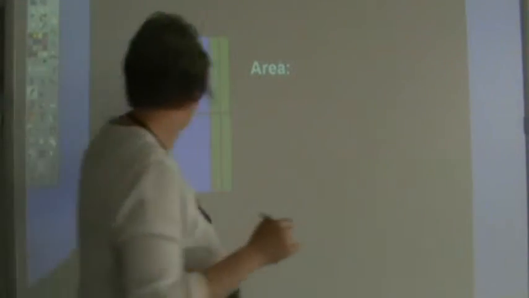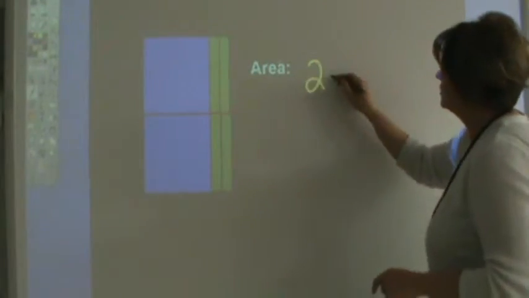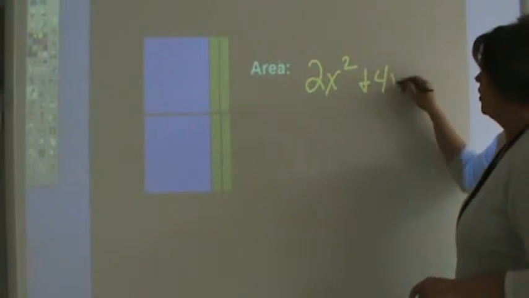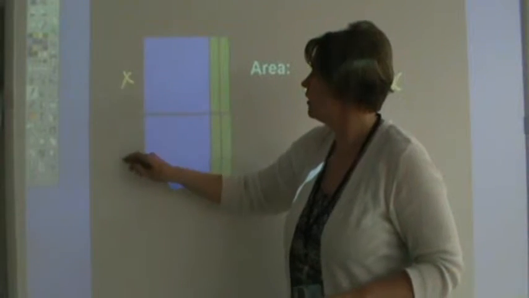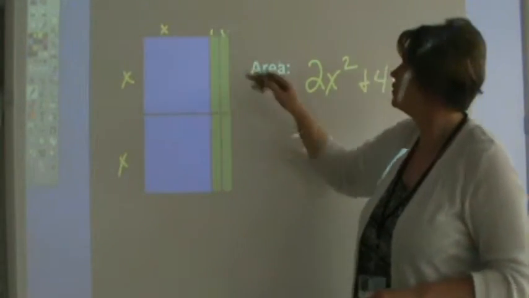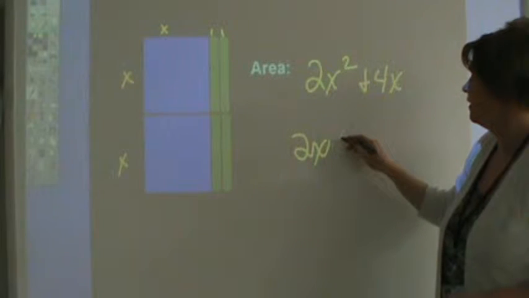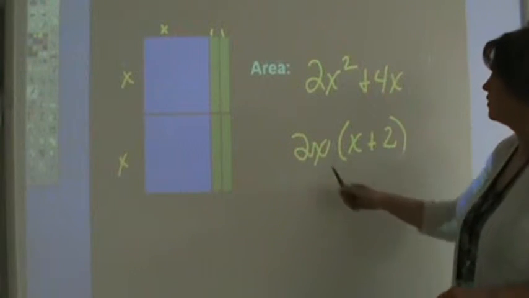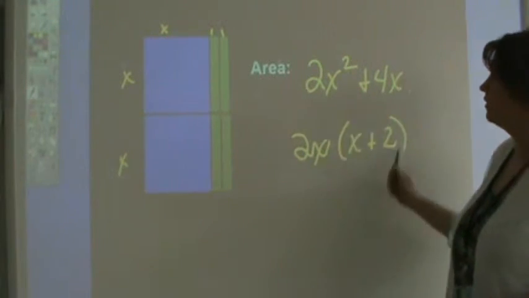All right, one more. I got two blue ones. So that'd be 2x squared plus 1, 2, 3, 4x. Or length times width, I got 2x for my width, and then x plus 2. So again, if I distribute this through, I get the same thing.